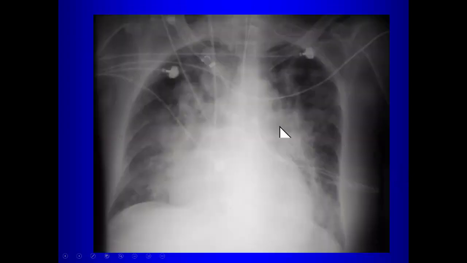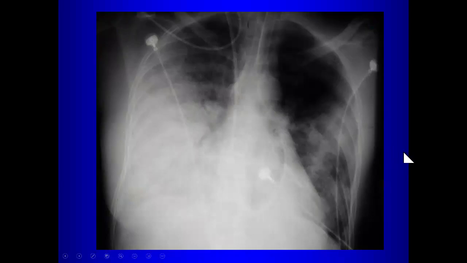When pulmonary edema gets worse, then you develop consolidations. Here you see this fluffy white stuff. And it might be in a perihilar distribution. This is called a bat wing distribution or butterfly distribution of consolidations. And this can also be typically associated with pulmonary edema.